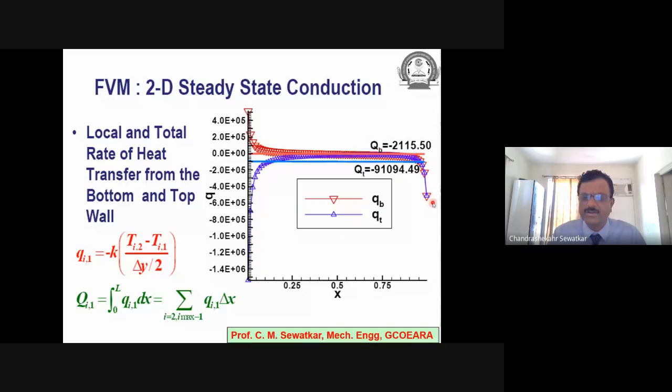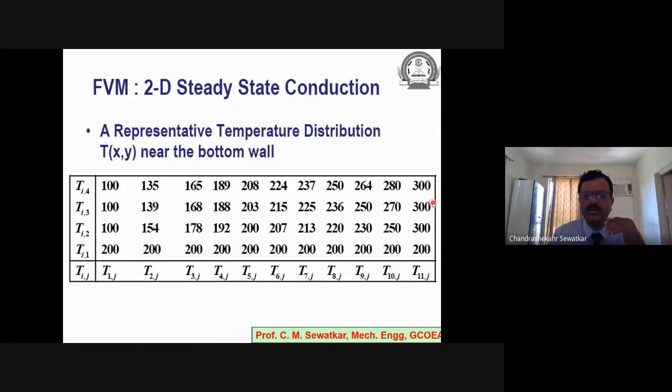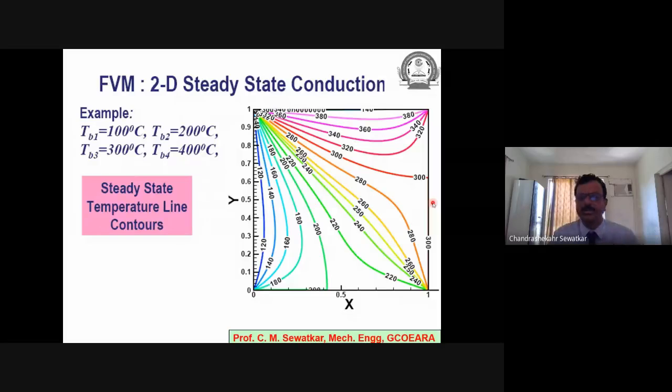So that is the indication that the finite volume methodology which I have adopted is working well. Through all these representations, I can understand. Try to understand, our objective here is not to understand the heat transfer process as such. Our objective is to understand the finite volume methodology.